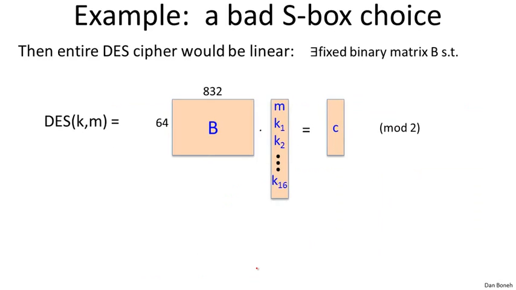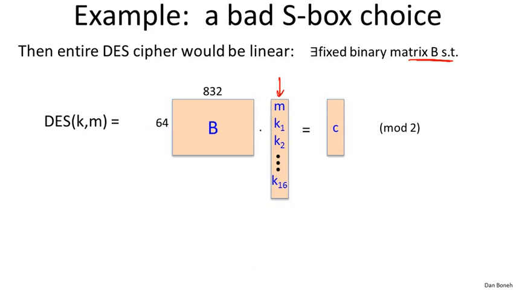And the reason is, if the S boxes are linear, then all that DES does is just compute XOR of various things and permute and shuffle bits around. So it's just XORs and bit permutations, which means that as a result, all of DES is just a linear function. In other words, there will be a matrix B of these dimensions. Basically, it's a matrix B that has width 832.